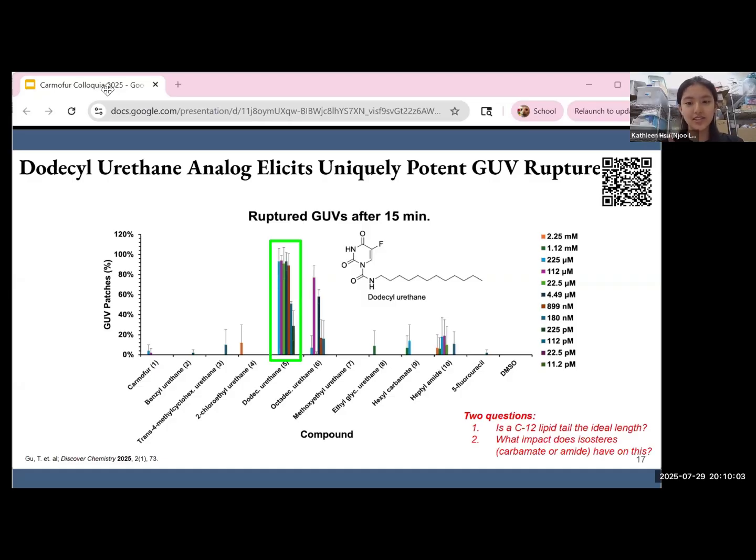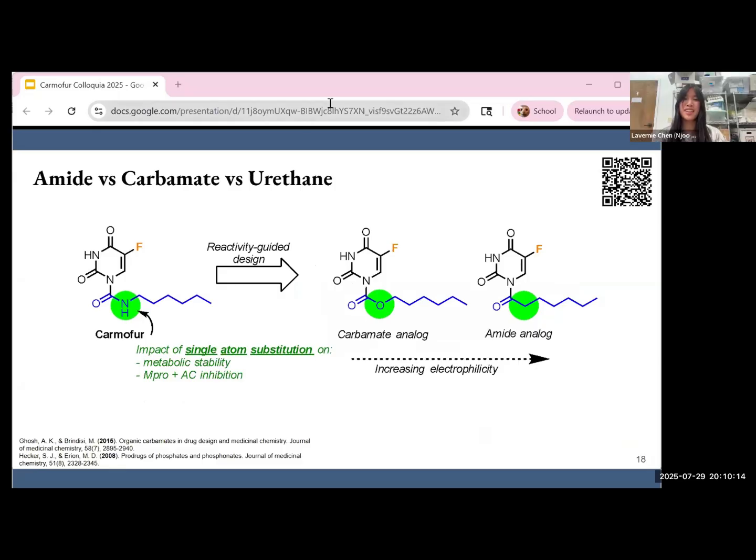How can we optimize this? And number 2, what is the impact of single atom replacement on the lipid tail? To probe this, we came up with a new library of analogs. Building on what Kathleen mentioned in the previous discovery of our standout compounds, we decided to expand our library to various other substituents at the urethane moiety on Carmofur, here shown on the left.